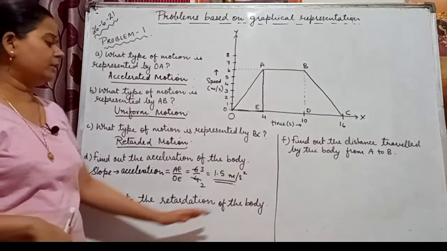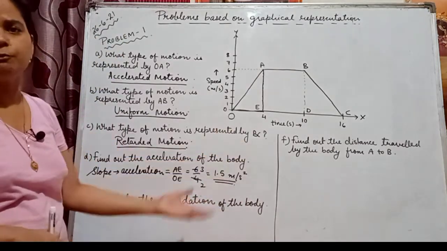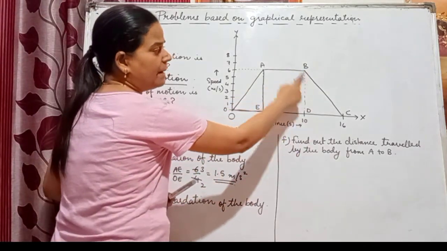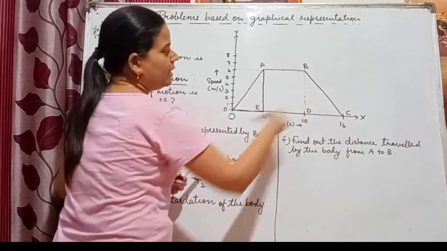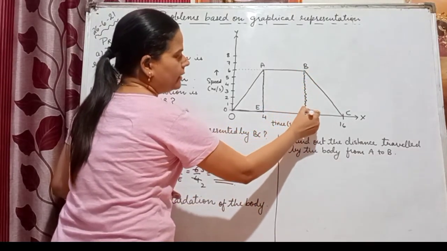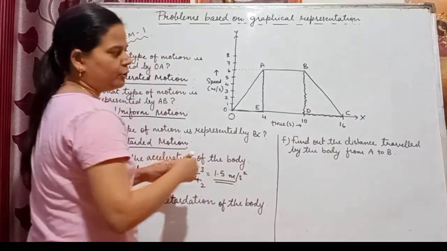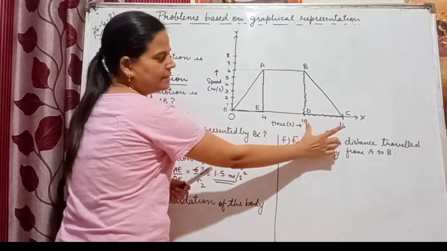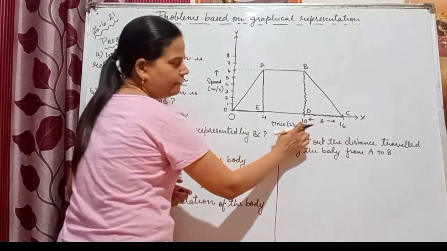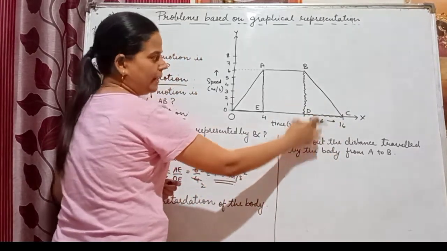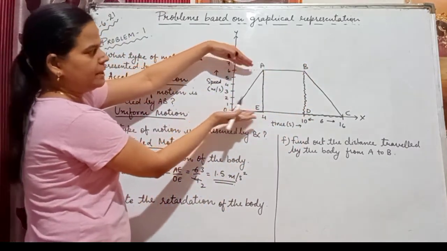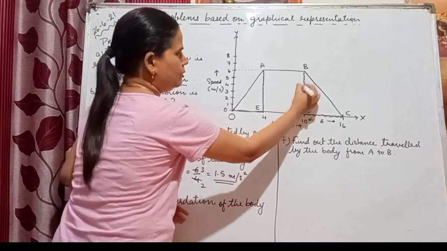Now calculate the retardation of the motion. Again we have to find out the portion where retardation is represented. So retardation is represented by BC. For BC, again we need to find out the perpendicular and base. In order to find out the base, we can see that this is 10 and this is 16. So base will be 6, because the difference between 10 and 16 is 6. And the perpendicular, again you can find out from here, is 6. So this is also 6.